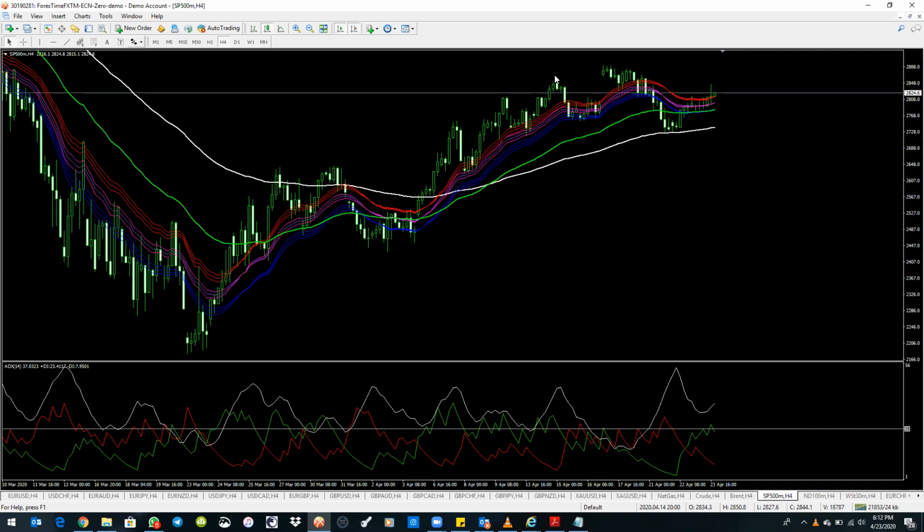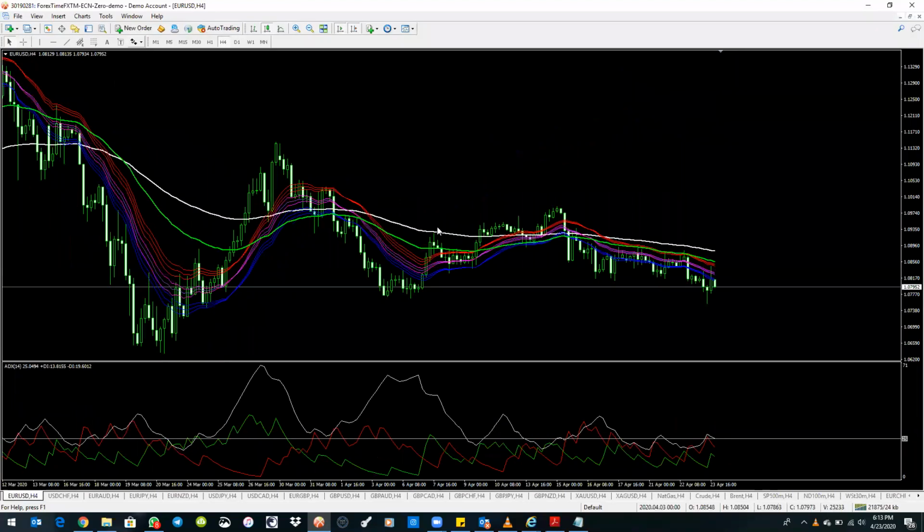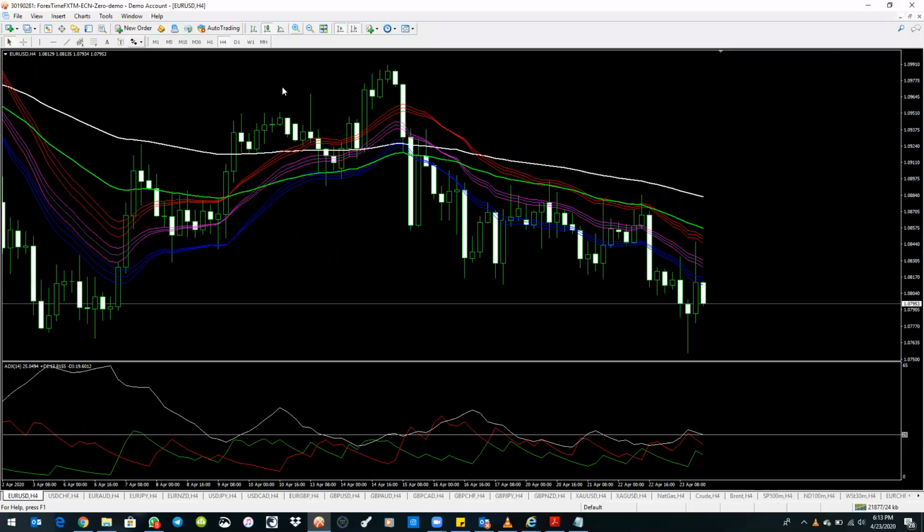Now, what is a PIP? A PIP is the smallest number of the price. Most of the prices are calculated in decimal places. So for example, if we look at this pair now, let me zoom in.